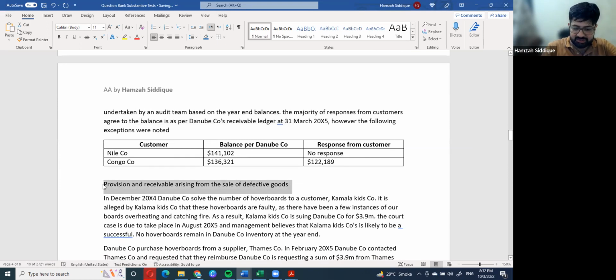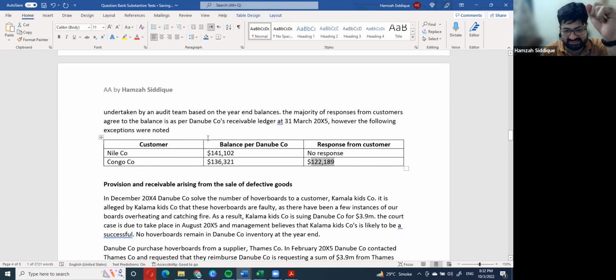Now, you see here, Nile company, balance as per accounts, customer no response. Students, when there is no response from the customer, what is done? Follow up. Confirmation letter is sent. If still no response, then the telephone is approached. Then alternative procedures. What are they? I will explain.